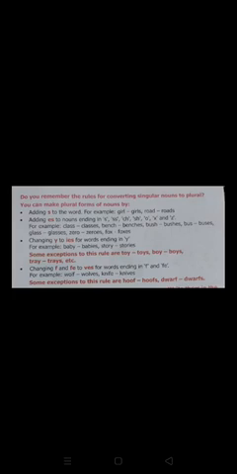And tomorrow we will solve the exercise related to the plurals of nouns. Okay, this is all for today. Thank you.